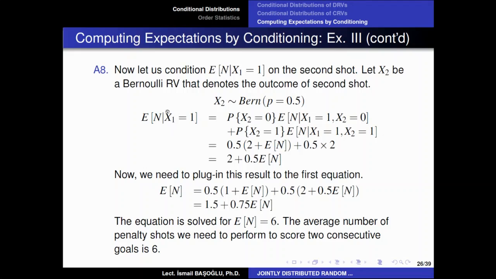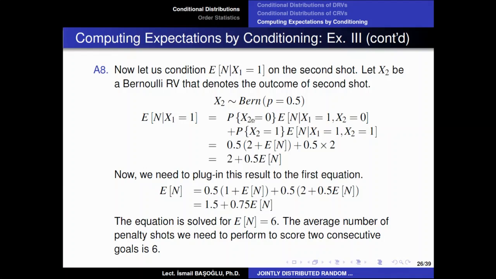So remember, in this conditional expectation, there is already a condition. That condition is going to remain in every part of this conditioning, but we are also conditioning on the random variable of the second outcome. So x2 is going to be equal to 0, and in the second condition, x2 is going to be equal to 1. So I am just going to read this expansion like this.